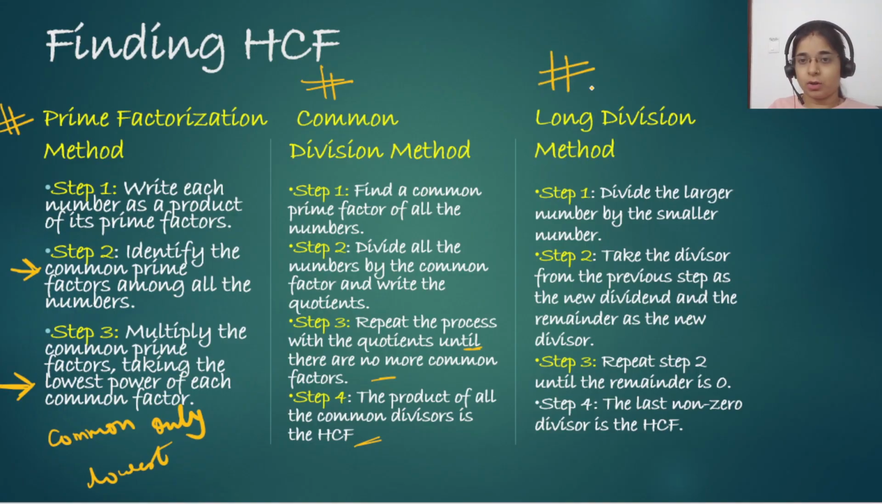Okay. Now the third method is the long division method. We will divide the larger number by the smaller number, take the divisor from the previous step as the new dividend, and the remainder as the new divisor.